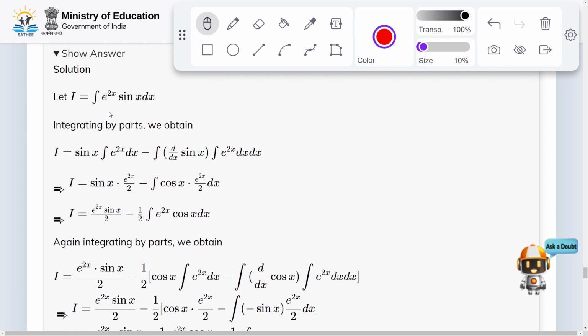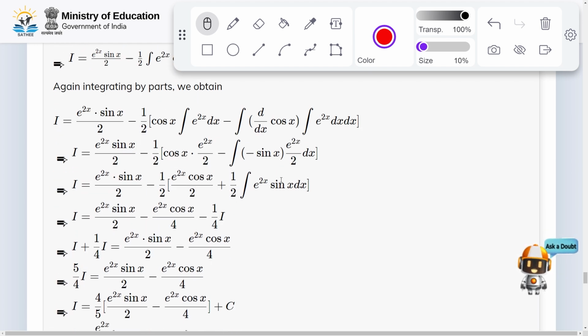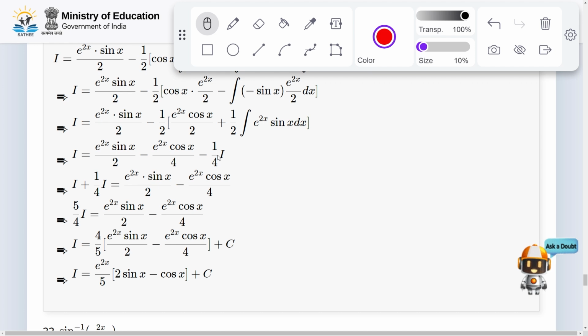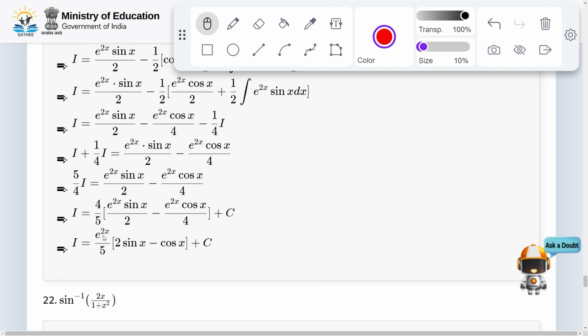Now see, the integration of e^(2x) sin x dx is what? Your I. So this is just nothing but half I. Multiply with minus half here, you will get minus e^(2x) cos x/4 minus I/4. Take this I to the left hand side, you will get 5/4 I, which equals this term, and I becomes e^(2x)/5 multiplied with (2 sin x - cos x) plus some constant.